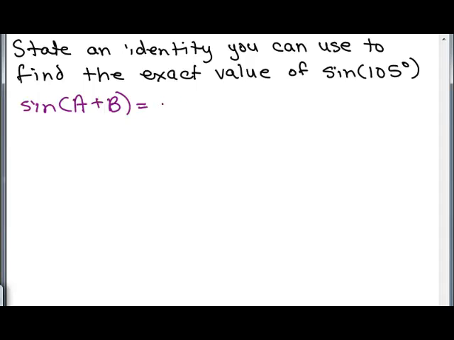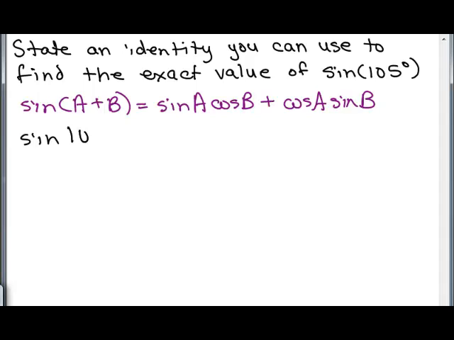So first we're just going to write the formula for the sine of A plus B. Sine A cosine B plus cosine A sine B. This is the formula, or the identity, right, for the sine of A plus B. And we want to find the sine of 105 degrees by writing it as the sum of two special angles. So 60 and 45 degrees are one possibility. There's many ways you could do this problem.